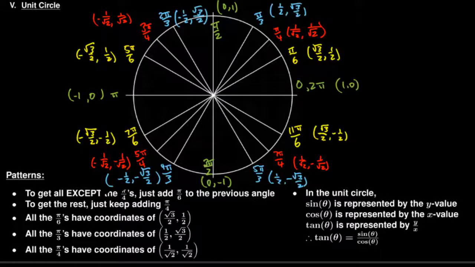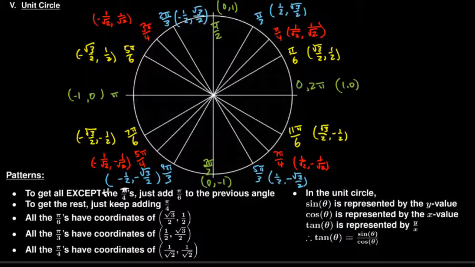To get all except for the pi over 4s, all you have to do is add pi over 6 to the previous angle. I don't know how that got cut out. I'm going to redraw that in there. Close enough. That looks like a pi, right? I mean, what else is that going to be? But yeah, so here's a unit circle.